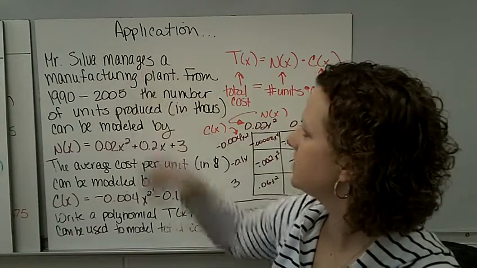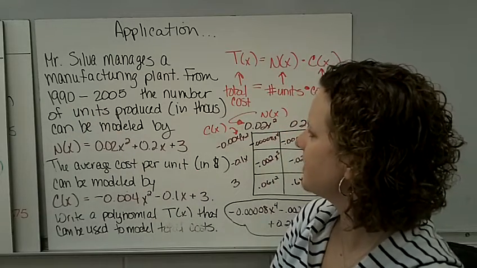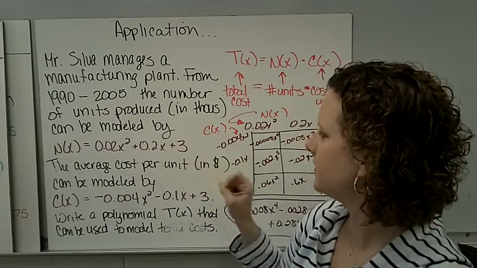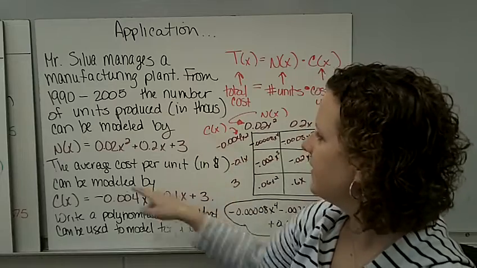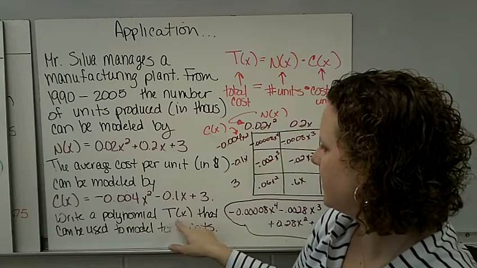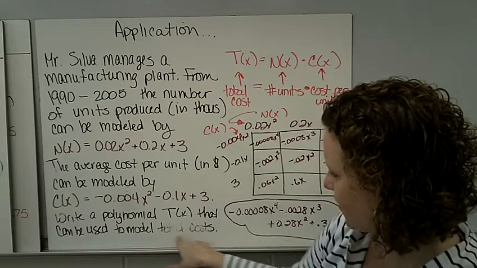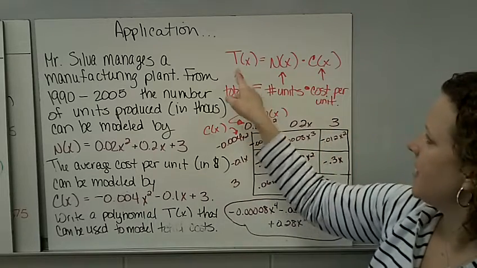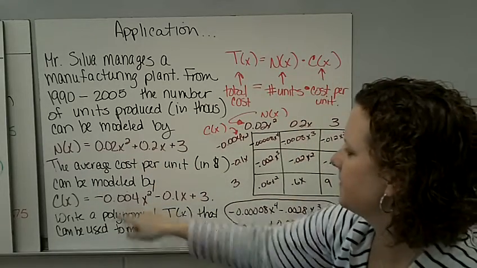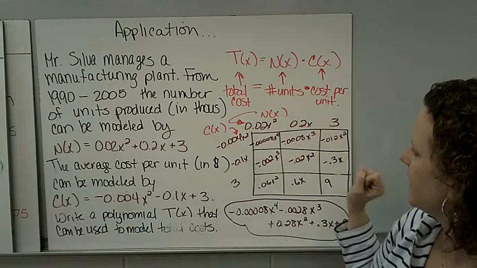Another application. Mr. Silva manages a manufacturing plant. From 1990 to 2005, the number of units produced in thousands can be modeled by this polynomial function. The average cost per unit in dollars can be modeled by this function. Write a polynomial in x that can be used to model total cost. So we have the total cost equals the number of units multiplied by the cost per unit. Okay, this I'm giving to you. Total cost equals number of units times cost per unit.